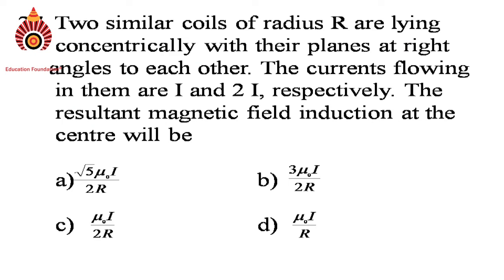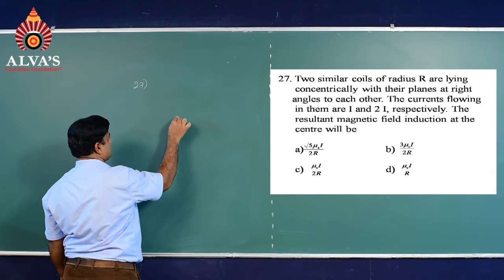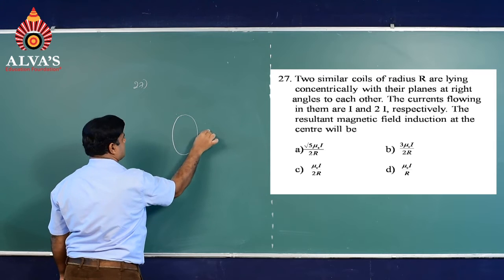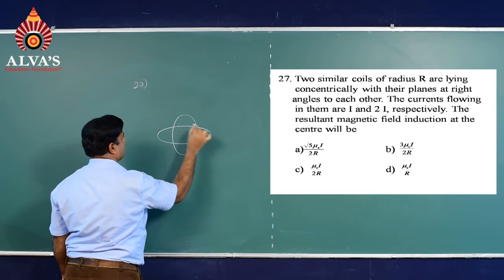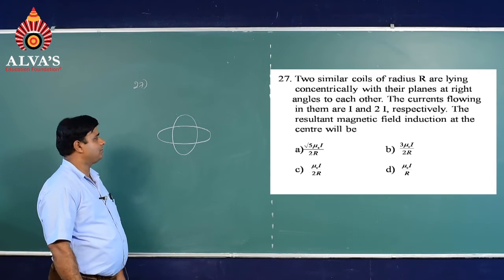Two similar coils of radius r are lying concentrically with their planes at right angles to each other. The currents flowing in them are I and 2I respectively. The resultant magnetic field induction at the center will be. So, two similar circular coils are given. If this is one coil, this is the other coil, because the planes of them are perpendicular to each other.